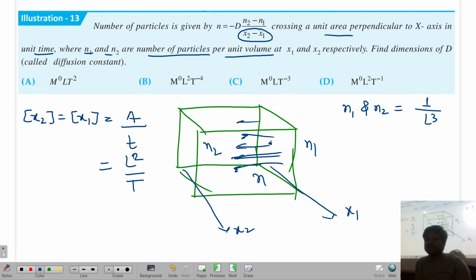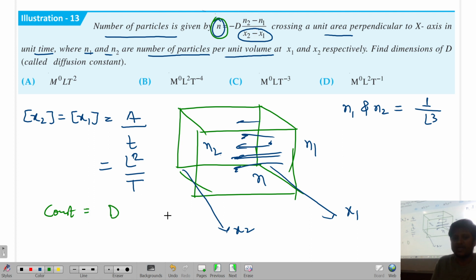Now can you define what should be the dimension of the diffusion constant D based upon this? What is the dimension of this term n? Tell me, Ganesha. Number of particles is given by n. Listen, this is the first important point. Number of particles is always a number, and a number is a constant. So constant is equal to D times n2 minus n1, which is 1 by L cube, divided by x2 minus x1, which is L square by T. T will go up.